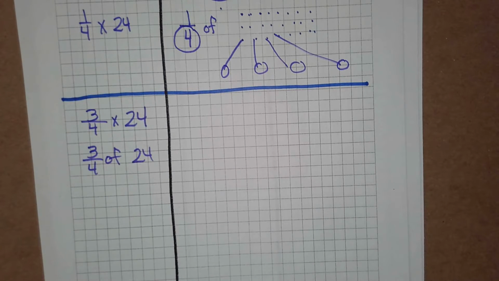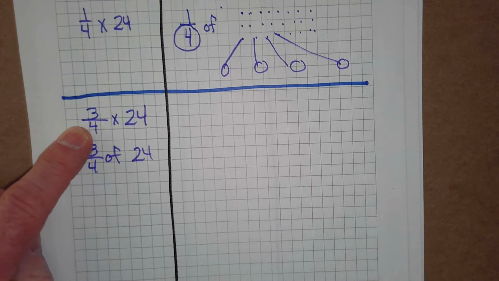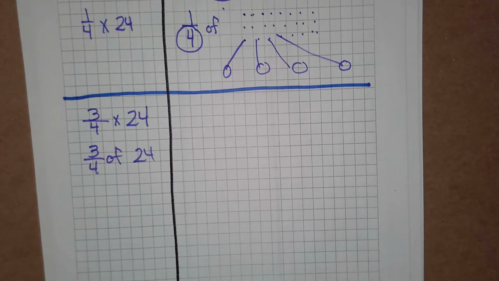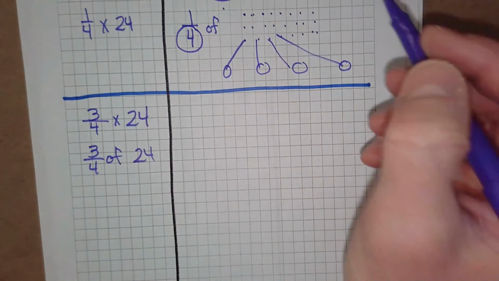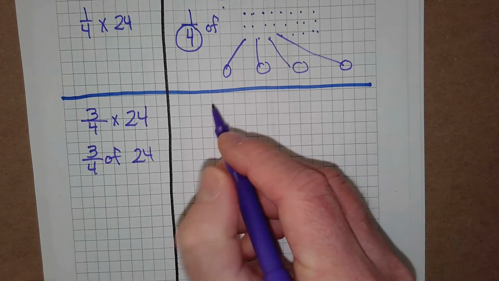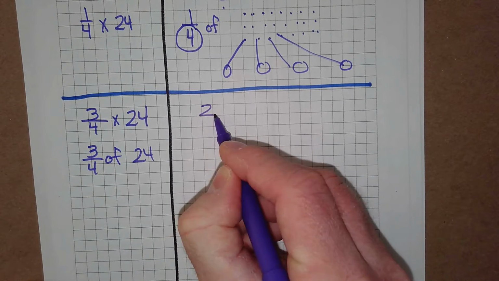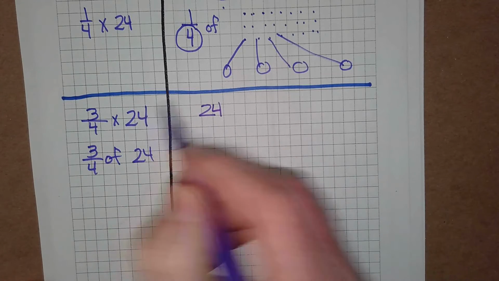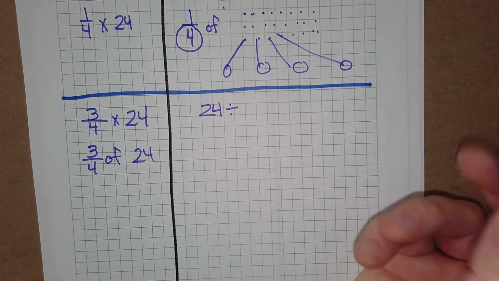Now what have we done that can help us with this and make our job easy just by thinking and not have to write anything? Clara, what do we know? What was 1/4? 6. So if I have 3/4 of 24, how many have I got? Which is how many that we've got? 18. Very good.